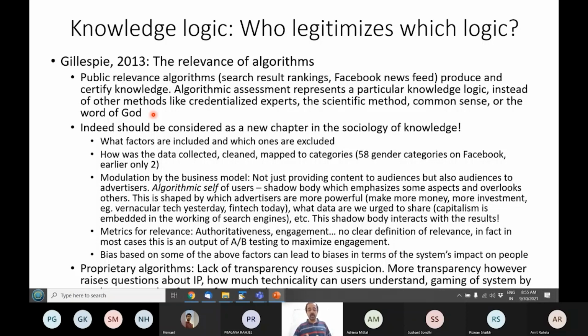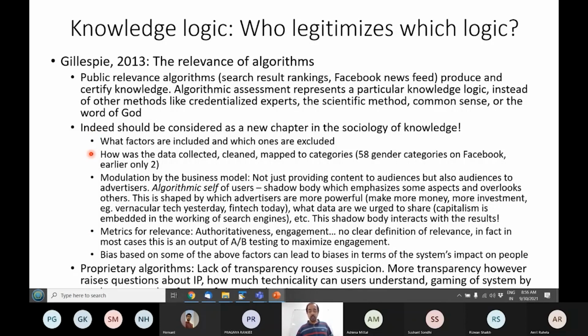So this knowledge produced by the algorithms, if it gets elevated to that status, can similarly shape meaning in people's minds, and this meaning would be biased by so many of the issues that we've seen with algorithms.